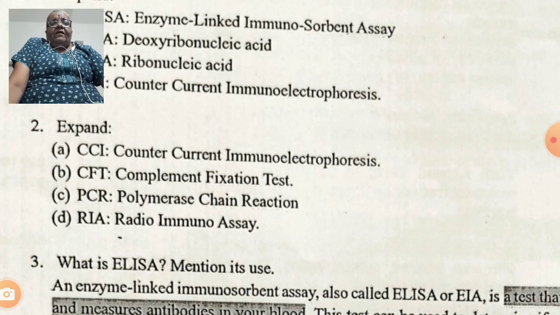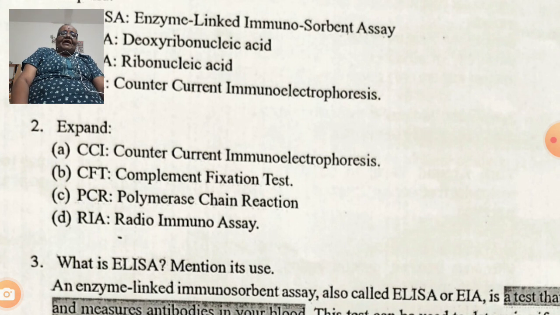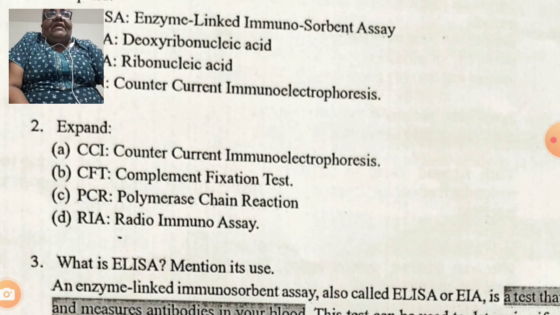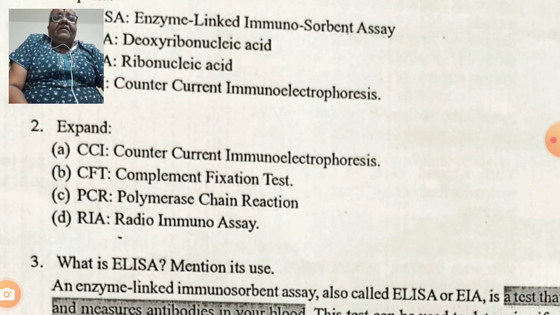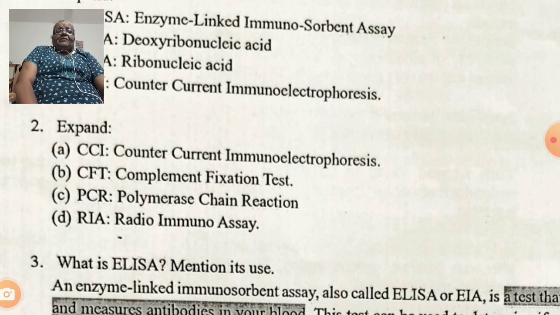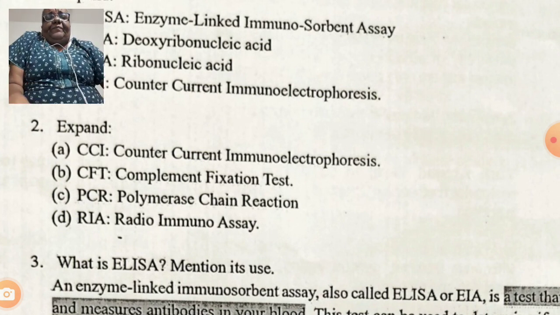Then another epithet is RIA, that is radioimmunoassay. Before I forget, this enzyme linked immunosorbent assay, ELISA, sometimes in some textbooks is given as EIA also. So don't mistake, the question can be ELISA or it can be EIA. Answer is same. Now let's get back to RIA. It is radioimmunoassay, one of the methods of assay.